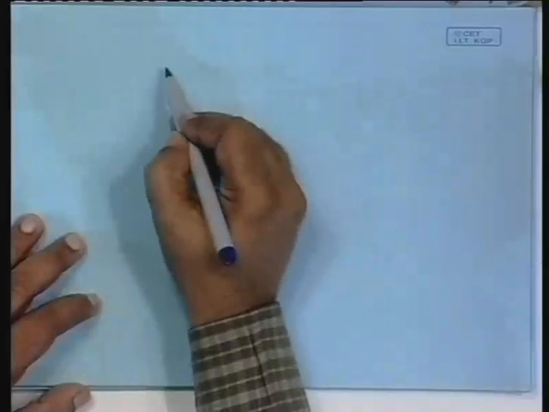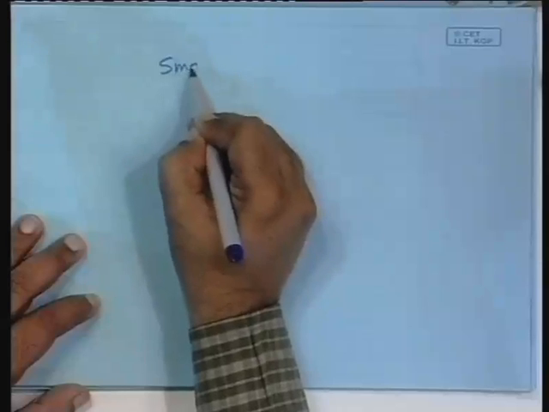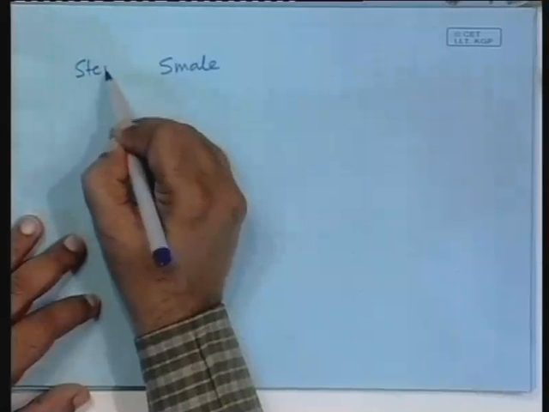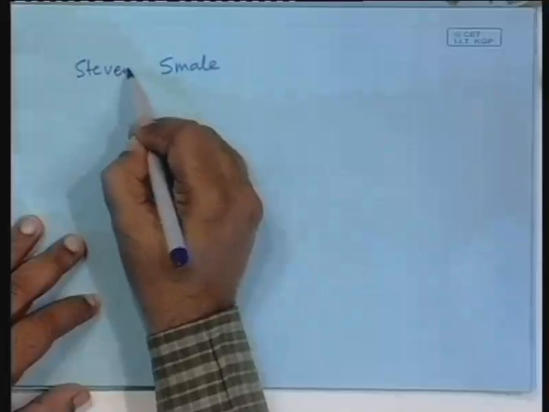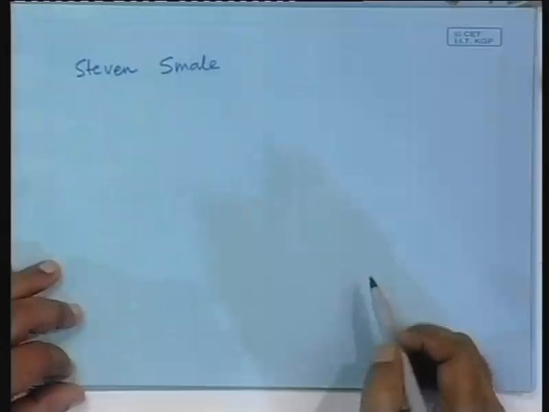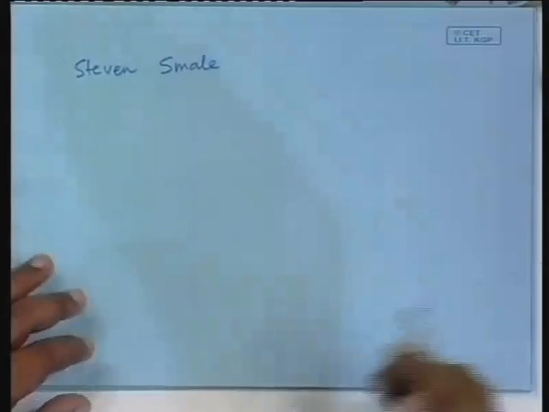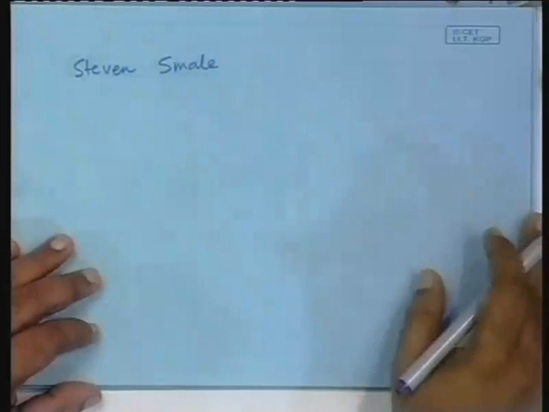In fact, this is clearly illustrated by a process that was proposed as a mathematical iteration procedure by Steve Smale. This is the same Smale who got the Fields Medal for his work on other areas also. He is a great mathematician.